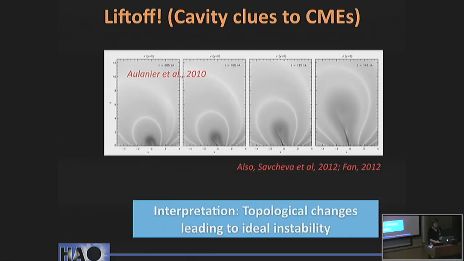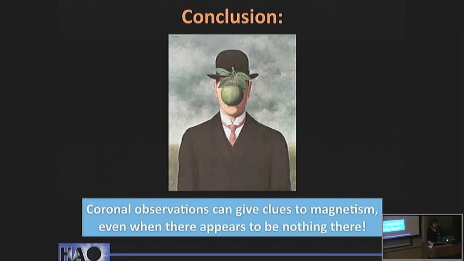So that's it. Those are my 3 points. And what I hope the take-home message is that these observations that you get in the corona give you clues to the magnetism, even when sometimes there appears to be nothing there.